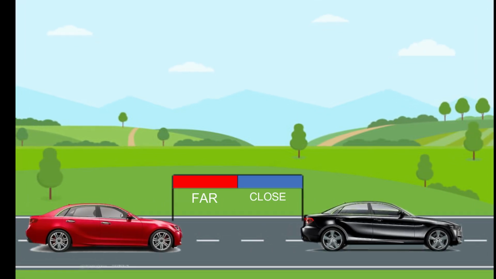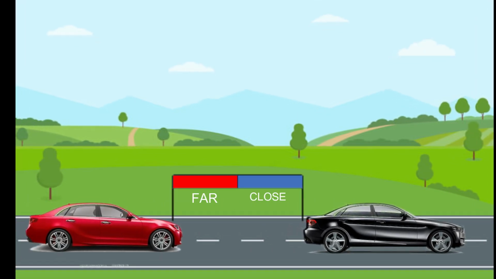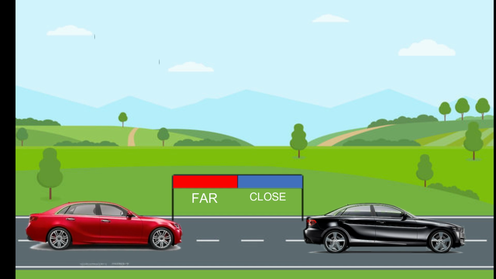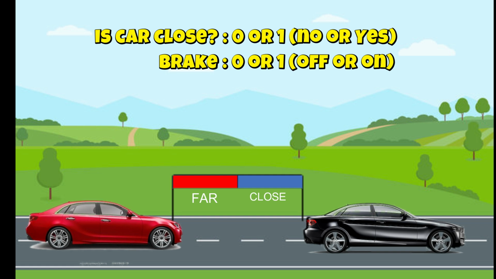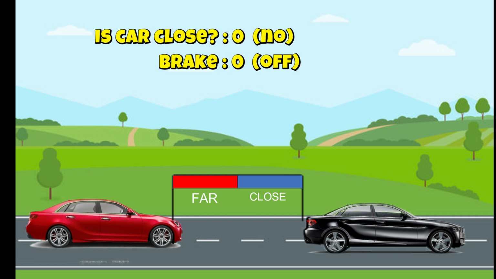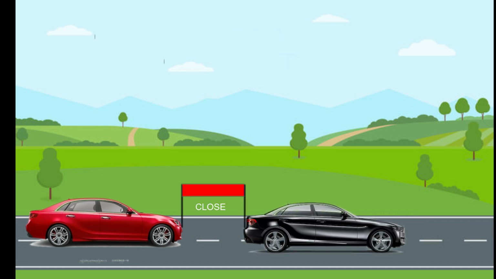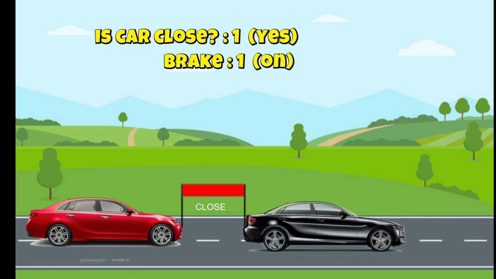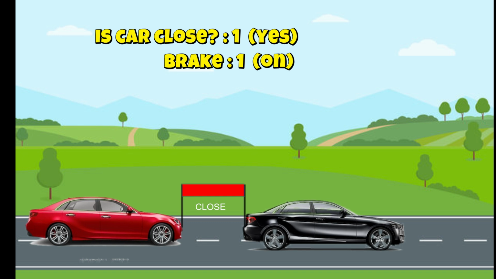Using traditional logic, it might look something like this, where you have a car in front of you that's far away or close, and there's some value in between where it switches. The car being close can either be yes or no, 0 or 1, and the brakes can either be on or off, again 0 or 1. So in this situation, the car is far away, so it's not close, and the brakes are off as a result of this. Now in this situation, the car is now close, represented by 1, and the brakes are now represented by 1 as on.